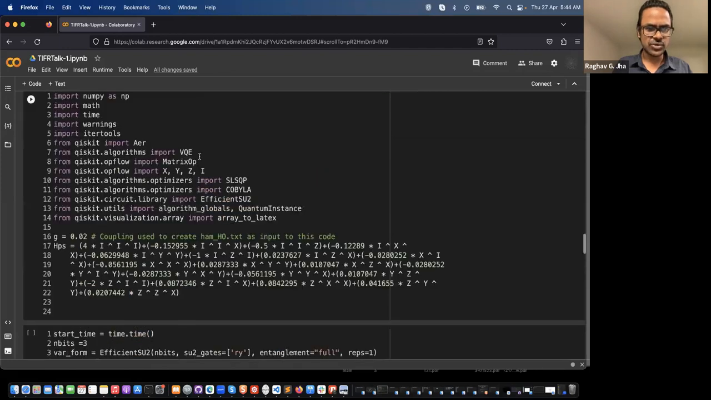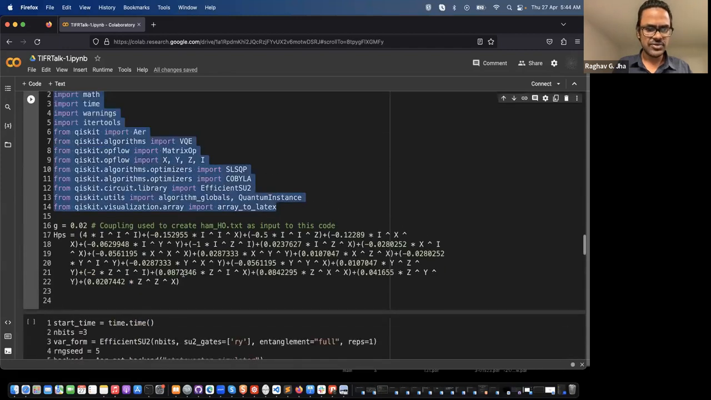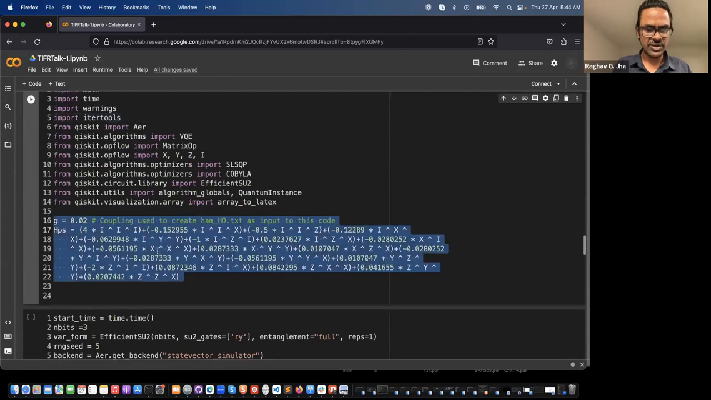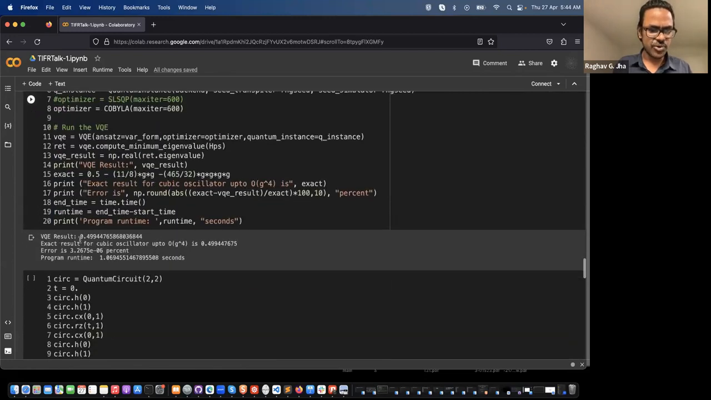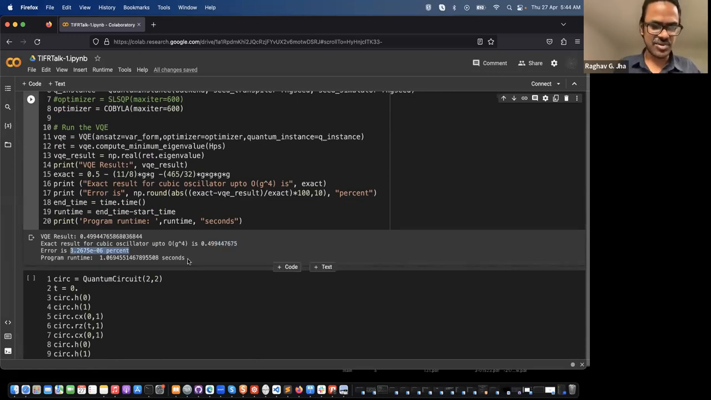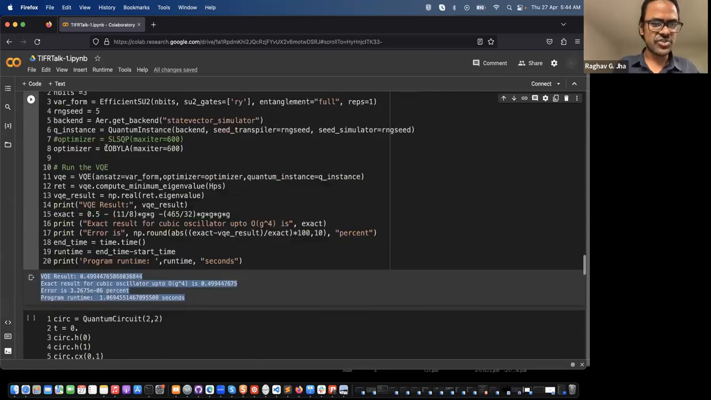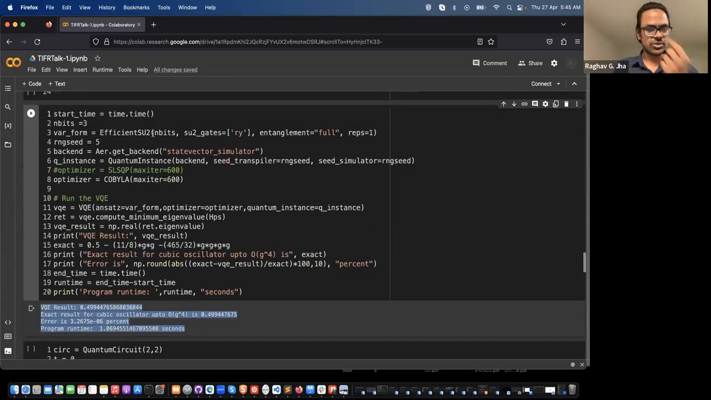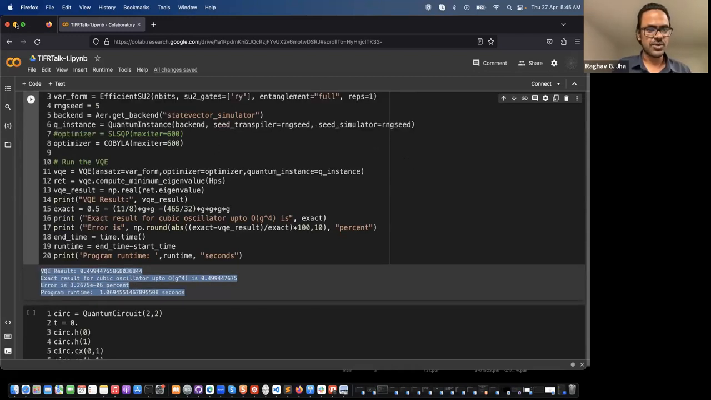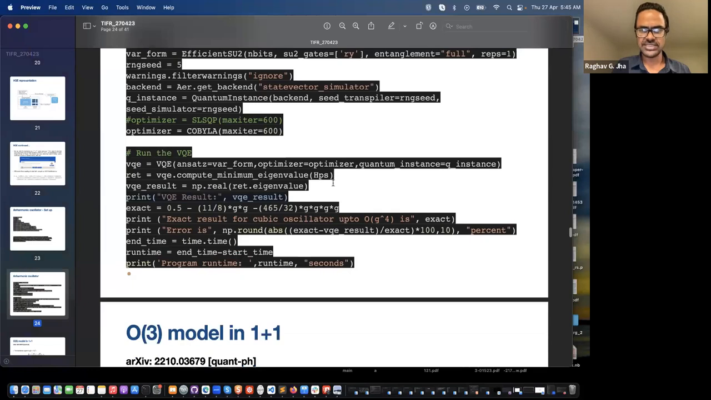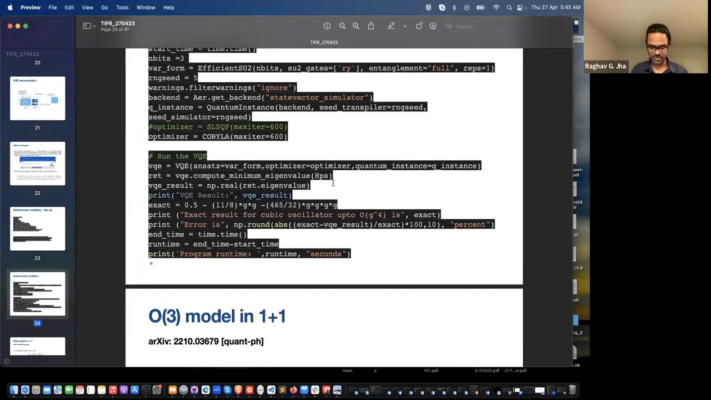So this is what I showed. This is all the routine which is being called. This is the Hamiltonian and the ground state. And then the VQE result is 0.4994. The exact result is this. The error is 10 to the minus 6%. And the runtime is 1. So it's very accurate with this. But if you just change the optimizer, the accuracy changes a little bit. So one has to play around with these things, and one can also use a better ansatz, for example, to do these sorts of calculations. Okay, so that is one of the basic things which people can do.